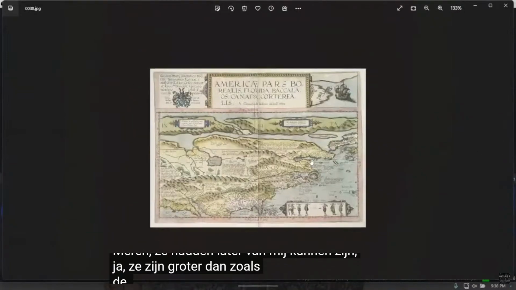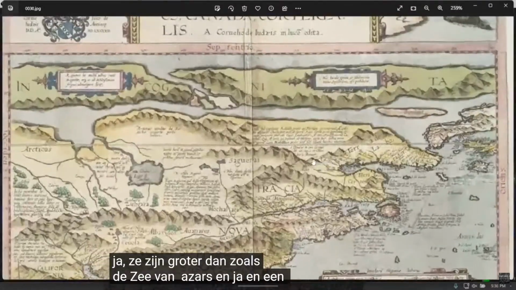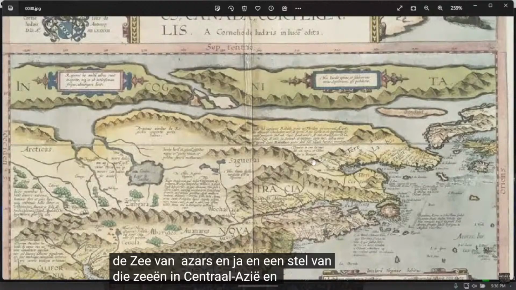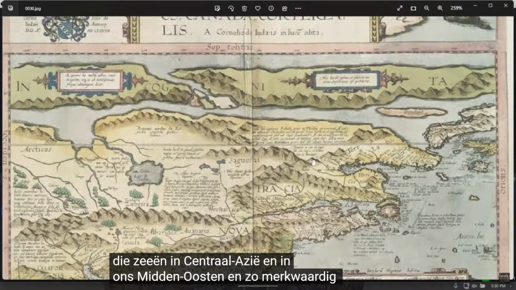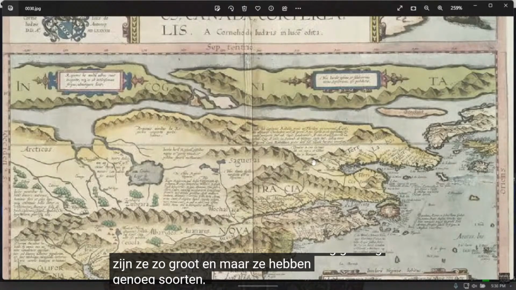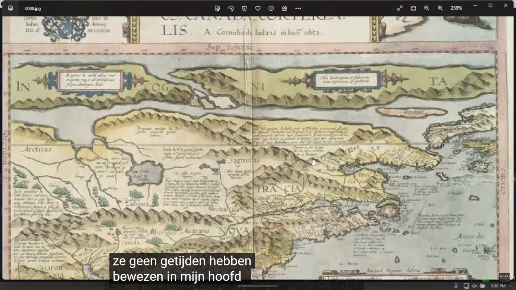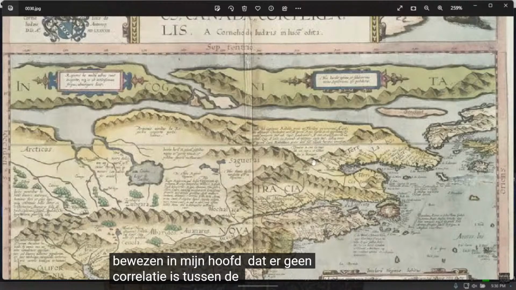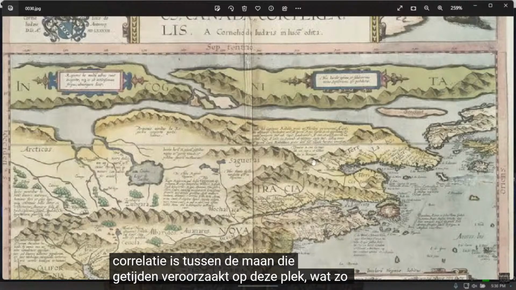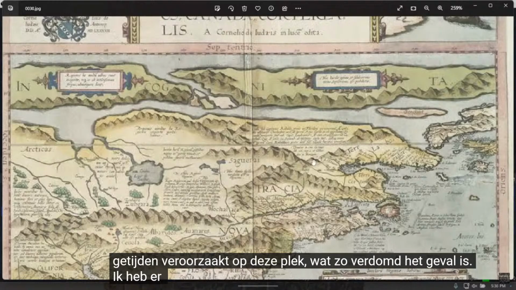Yeah, they're bigger than the Sea of Azov and a bunch of those seas in Central Asia and the Middle East. Curiously, though, they're that big, but they have no tides. So they're big bodies of water that have no tides, proving in my head that there's no correlation between the moon and any tides in this place, which is the case. So, damn, I never thought about that.